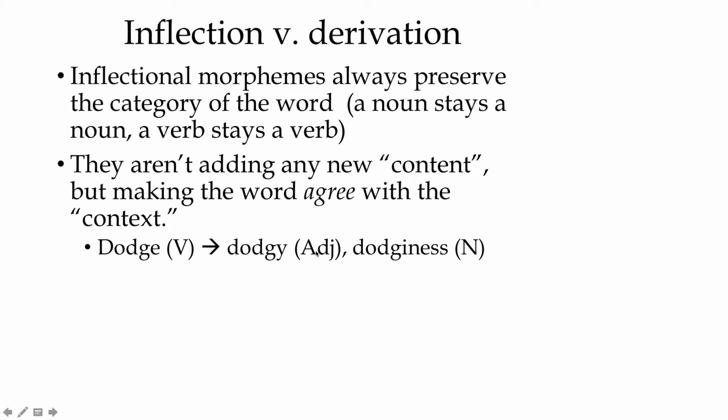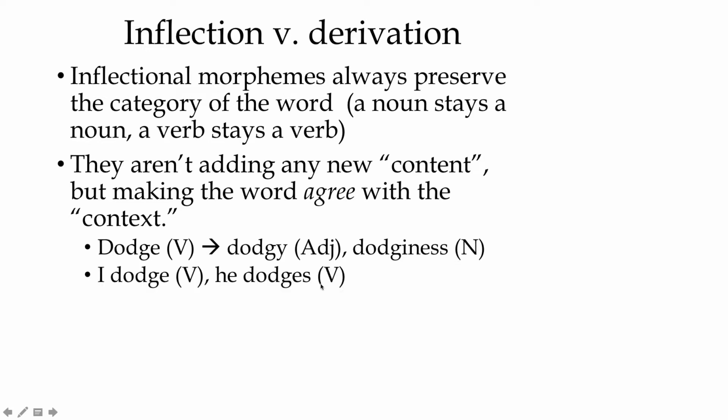Now I've really substantively changed the content. This is a totally different kind of meaning. And you can also see I've changed the category from a verb to an adjective. Or dodginess, the act of being dodgy. By putting this ness, I've changed the adjective dodgy now into a noun. And this is a very different meaning. It's a very different kind of word. If I accidentally left off this morpheme, if I said dodge instead of dodgy, it would really, really confuse people. These are called derivational morphemes.